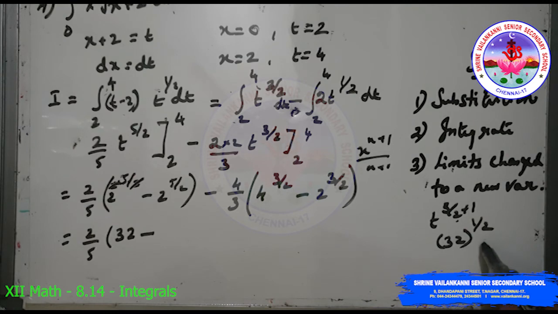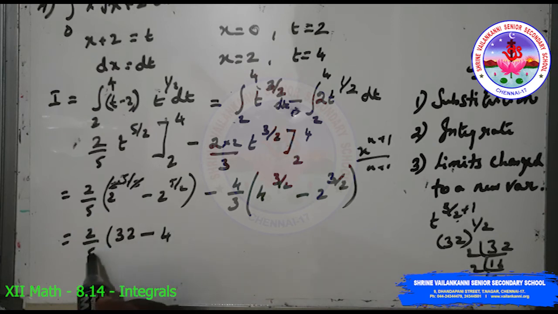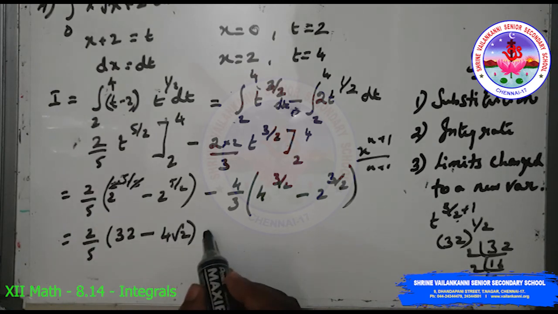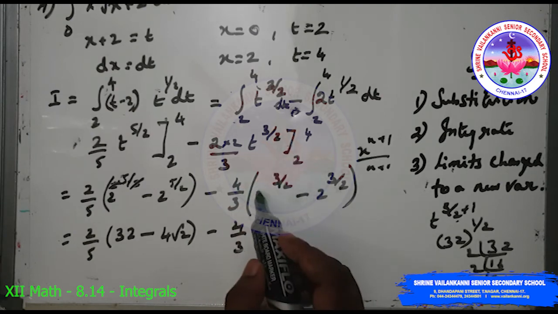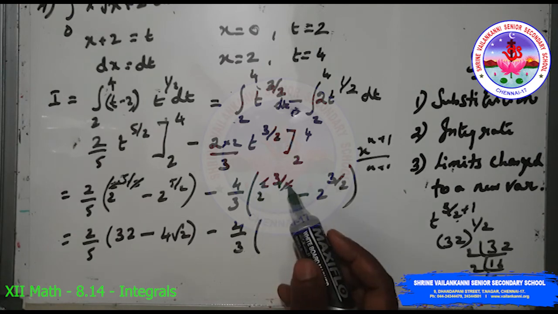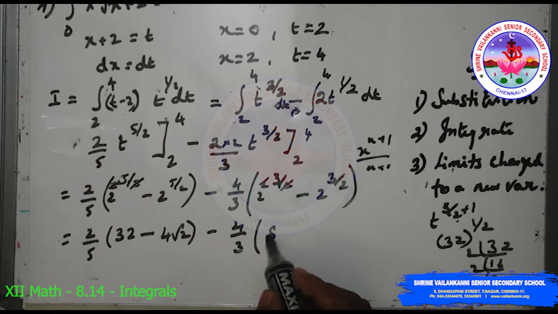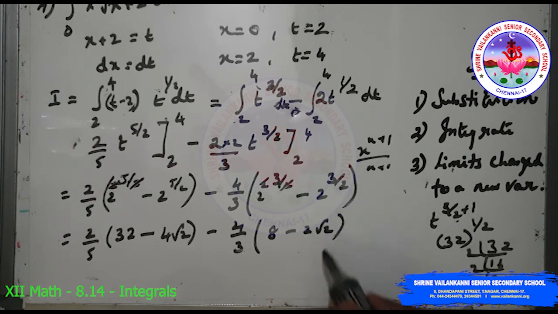So we can write this using prime factorization: 32, 2, 16, 2, 8, 2, 4, 2, 2. So it is 4 root 2. So 2 by 5 into 32 minus 4 root 2, minus 4 by 3. I can change this also: 2 square, and 2 and 2 will get cancelled. 2 power 3 is 8, 8 minus 2 cube is 8. 8 power half is 2 root 2. So 2 root 2.